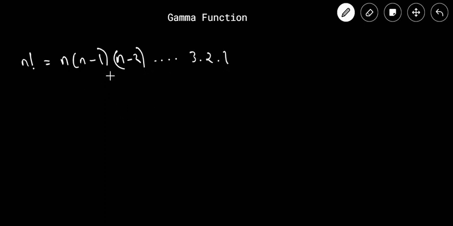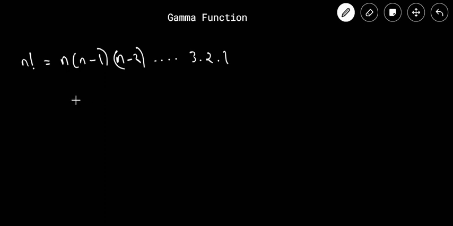like n factorial is equal to n times n minus 1 times n minus 2, and this goes on to 3 times 2 times 1, like this. And the gamma function is also a factorial function, and we can simply say it's a generalized factorial function similar to this normal factorial function. And here we are just giving integral values like 1, 2, 3 and so on.